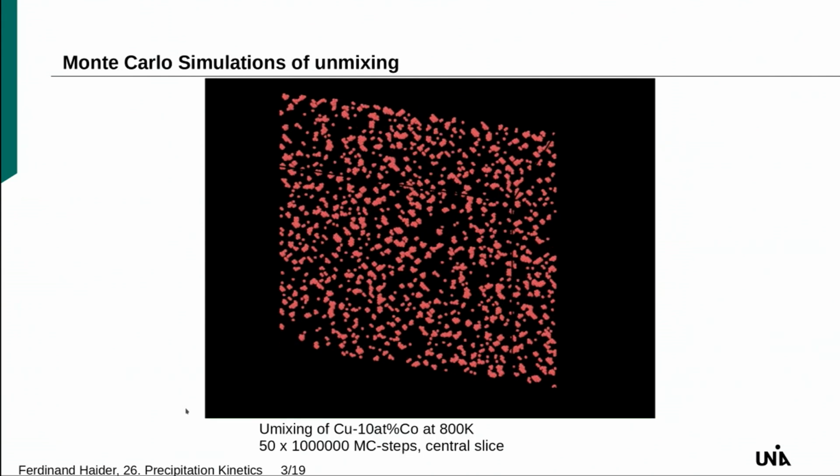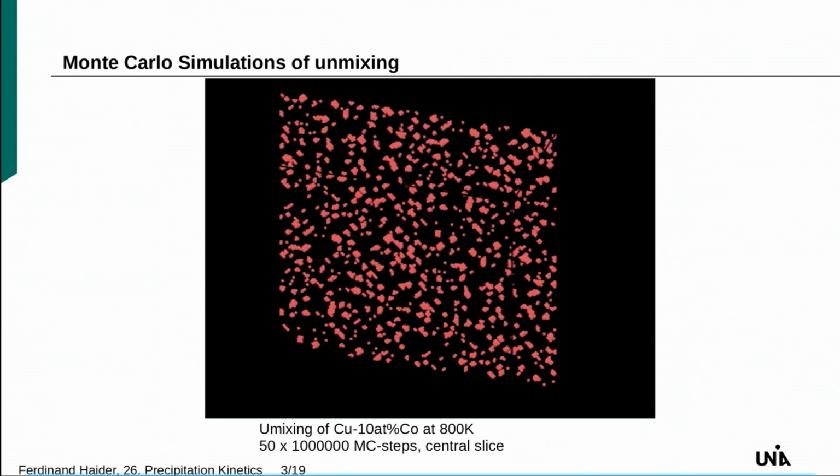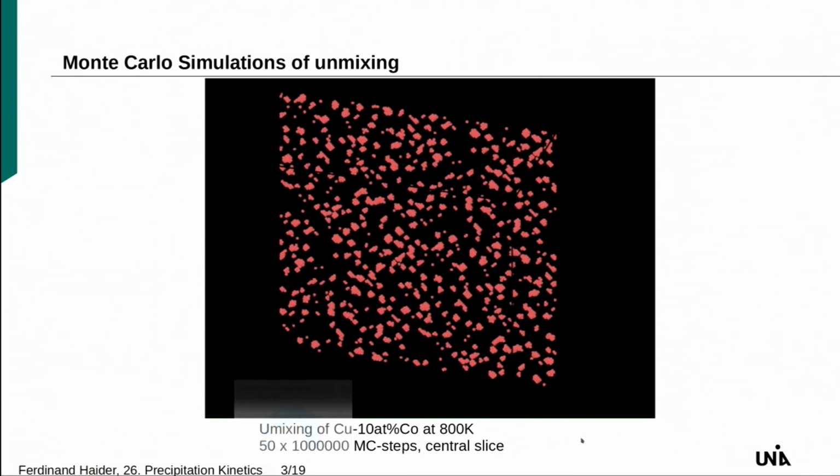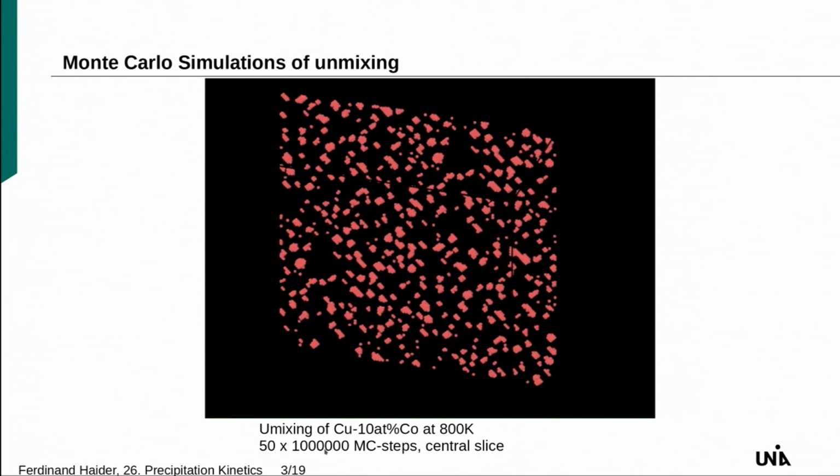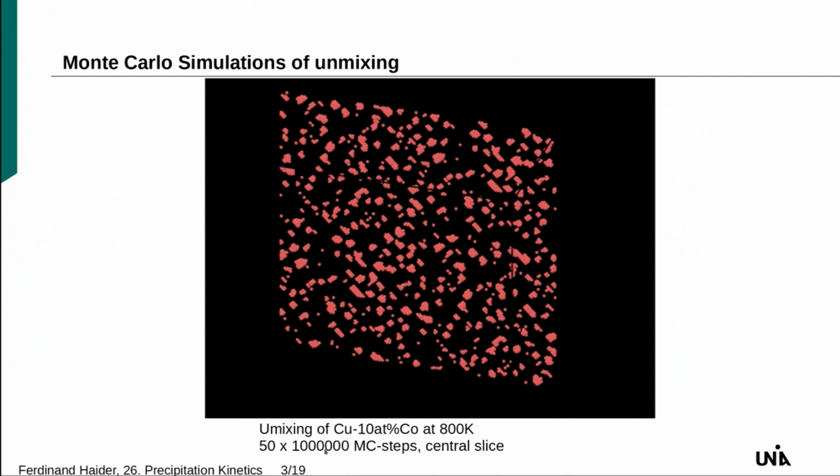But if you look on a cross section, it's 10% here at 800 Kelvin. So I did 50 times 1 million Monte Carlo steps, and you see nicely the formation of these clusters. Here just visualize the central slice. This afternoon we will explain how to do it in Ovito.